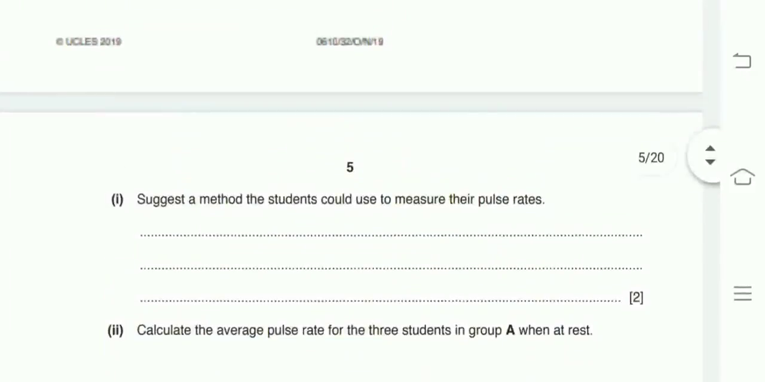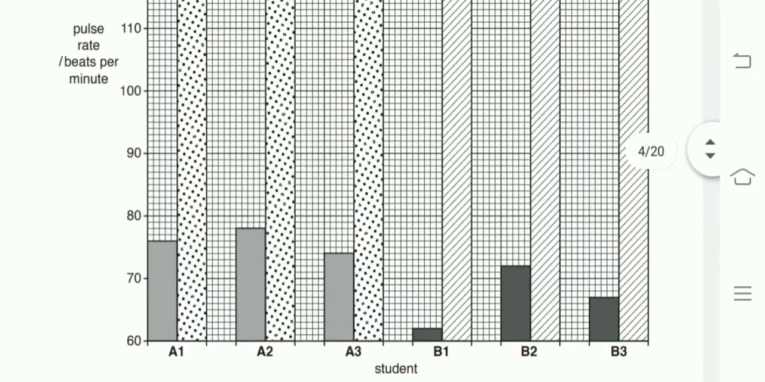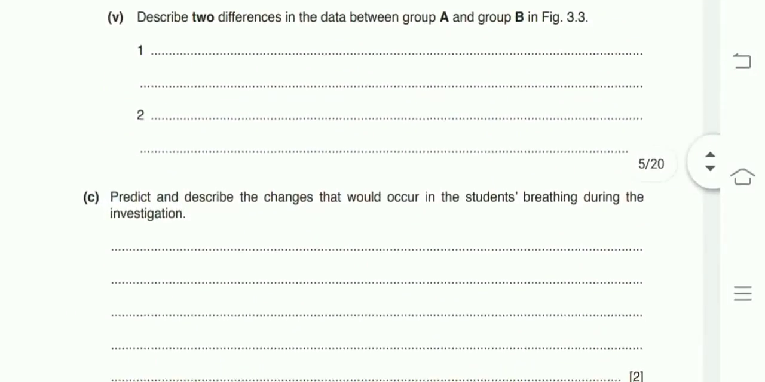And then 5, 3B5, describe the differences in data between group A and group B. Can you see here? Group A and group B. Group A has a higher resting pulse rate than group B. And then group B has a higher pulse rate after exercise than group A. And then also group B has a higher change in pulse rate after running than group A. And then C, describe and predict the changes that would occur in the student's breathing during the investigation: increased rate of breathing, and also increased depth of breathing.